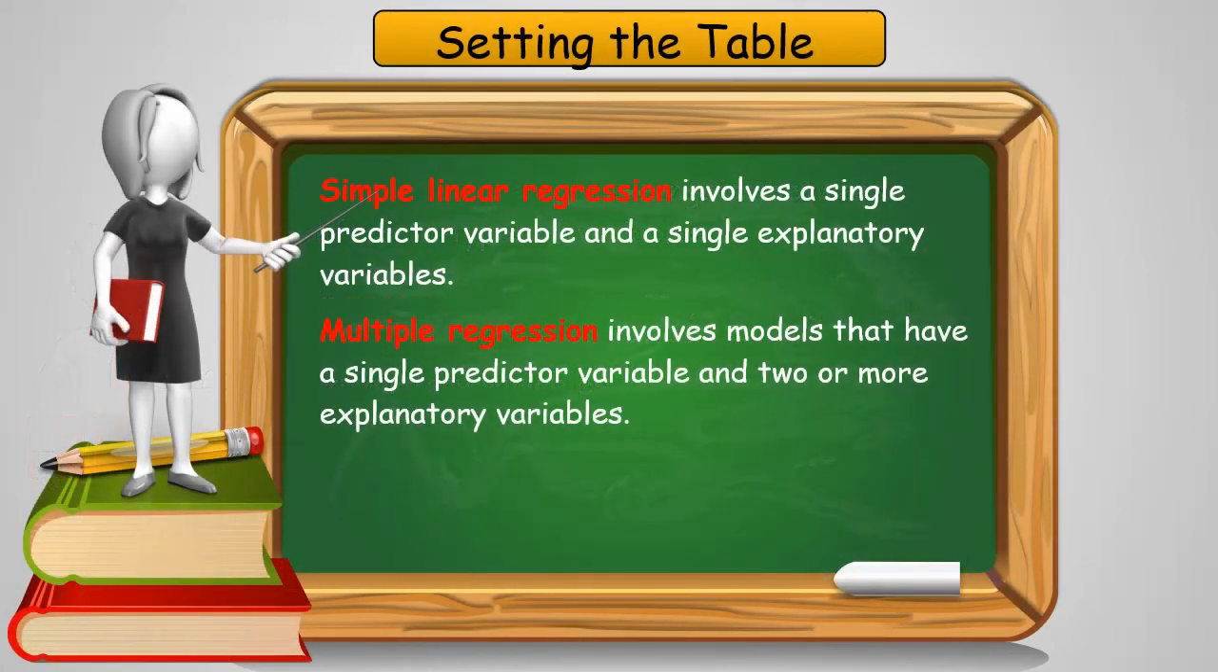And as I've said, this chapter, simple linear regression, involves a single predictor variable. Multiple regression involves models that have a single predictor variable but two or more explanatory variables. That's what we're going to be covering in the next chapter.